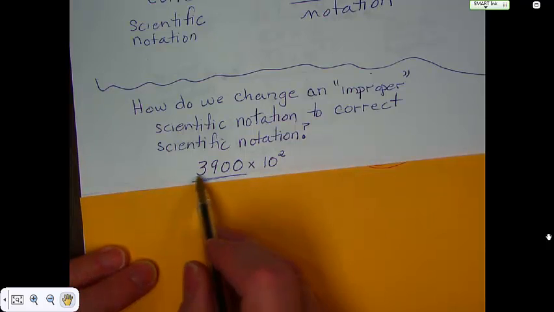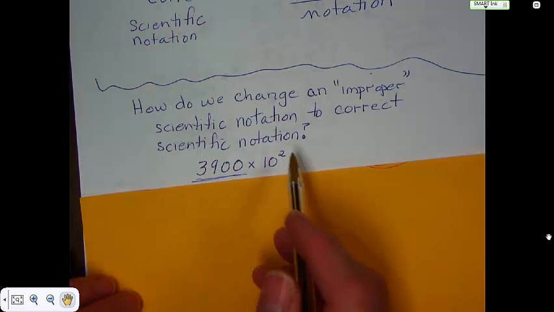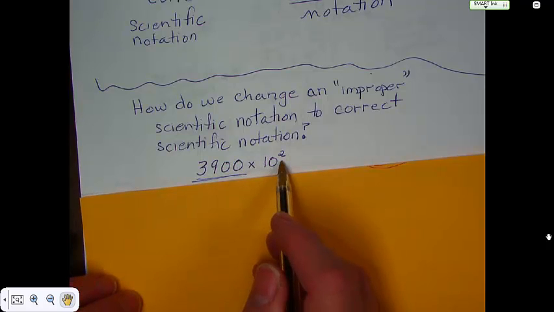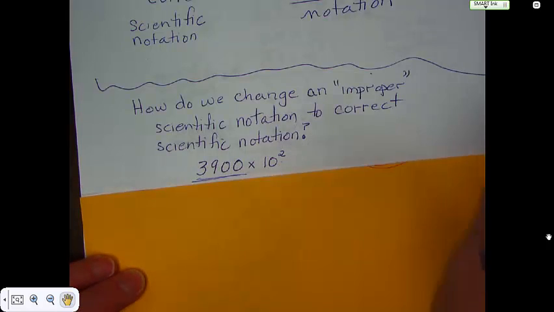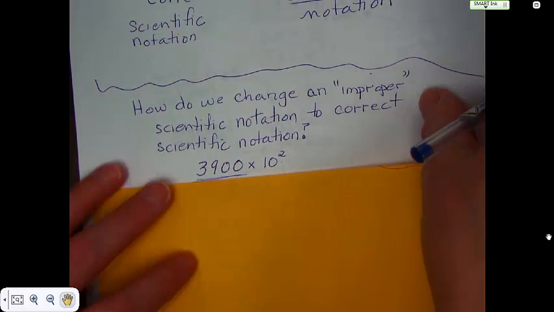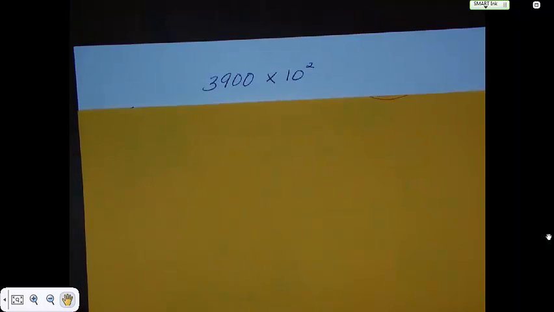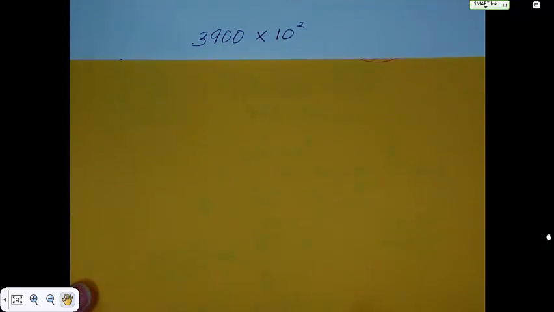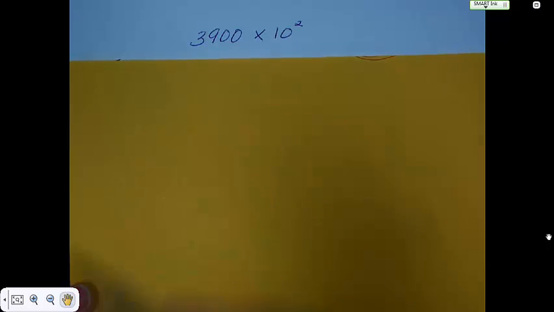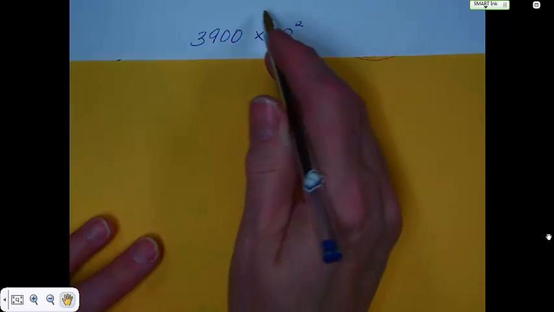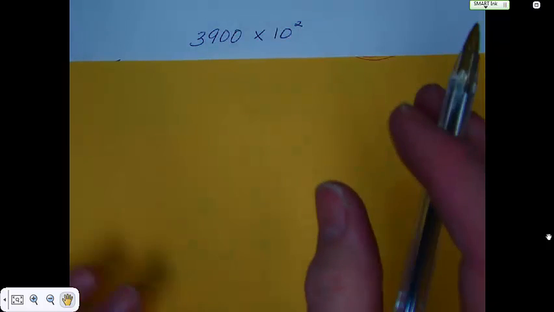If you said between the 3 and the 9, you would be right. But then if we do that, we'll have to change this, otherwise we would have the wrong number, the wrong standard form in the end. So we're going to work on seeing if we can change this 3,900 times 10 to the second power into a number that is the correct scientific notation. So we have to deal with one thing at a time. We don't want to get too caught up in too much or we will forget what we're doing.